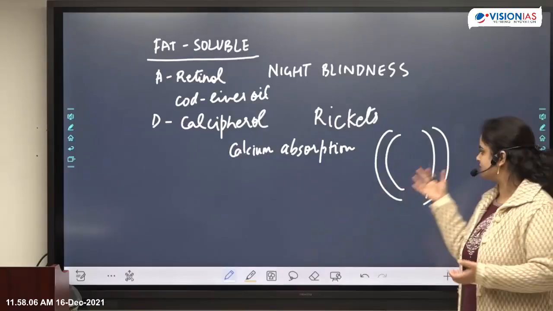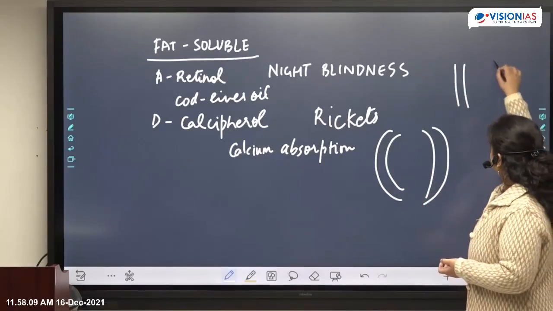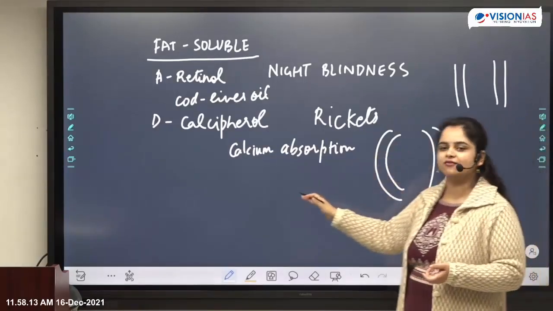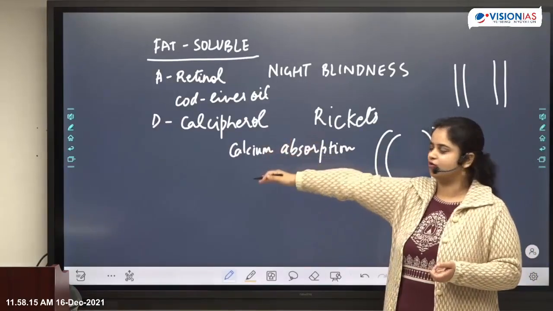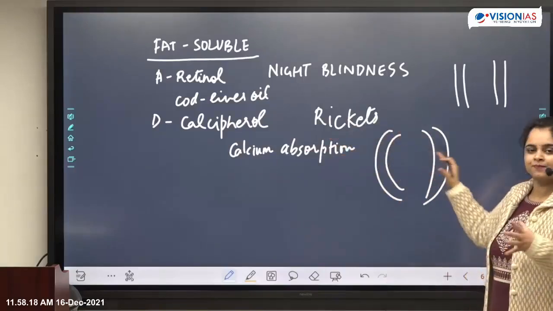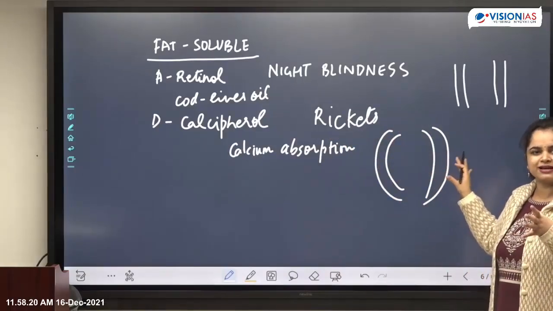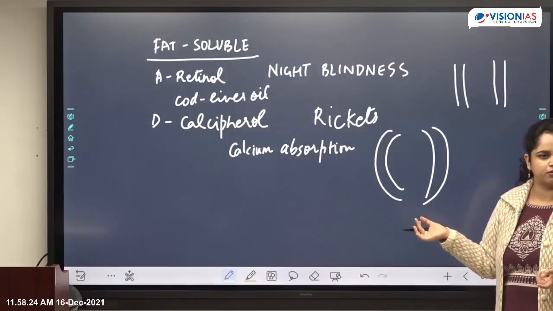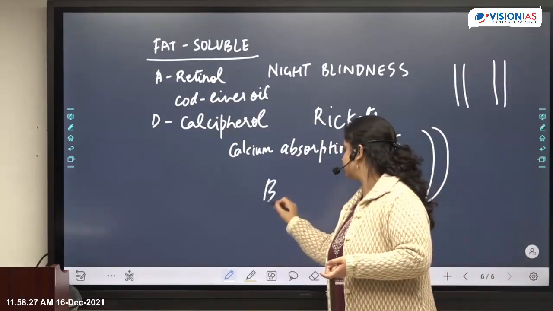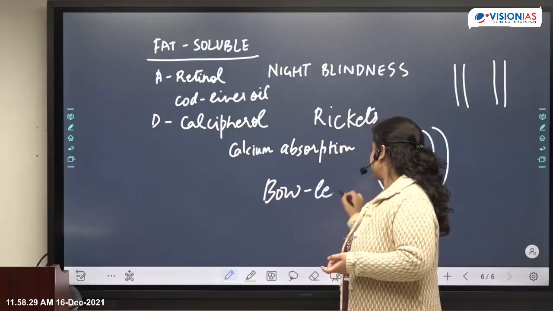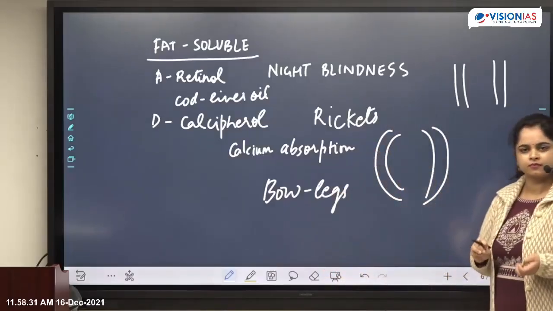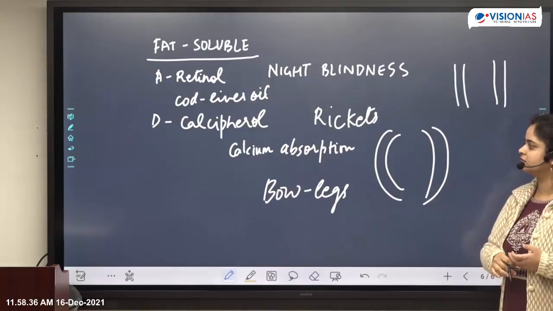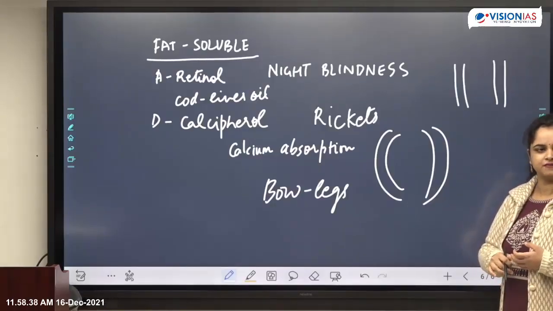So use your imagination, this is supposed to be the legs. The legs which are supposed to be straight, because they do not have adequate calcium because of lack of vitamin D, when the child starts growing and starts walking, because of his weight, the bones can become deformed. We call this bow legs or bow shaped legs. So this can be an impact of the vitamin D deficiency.